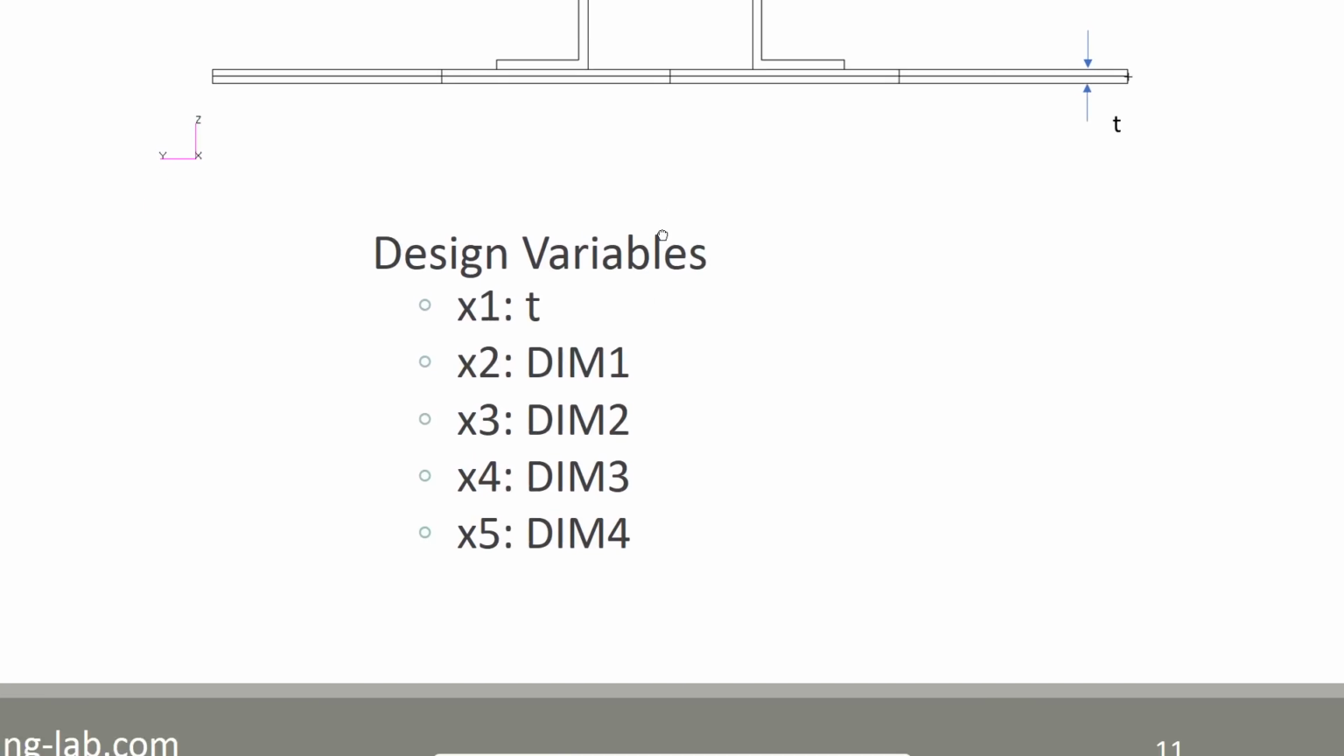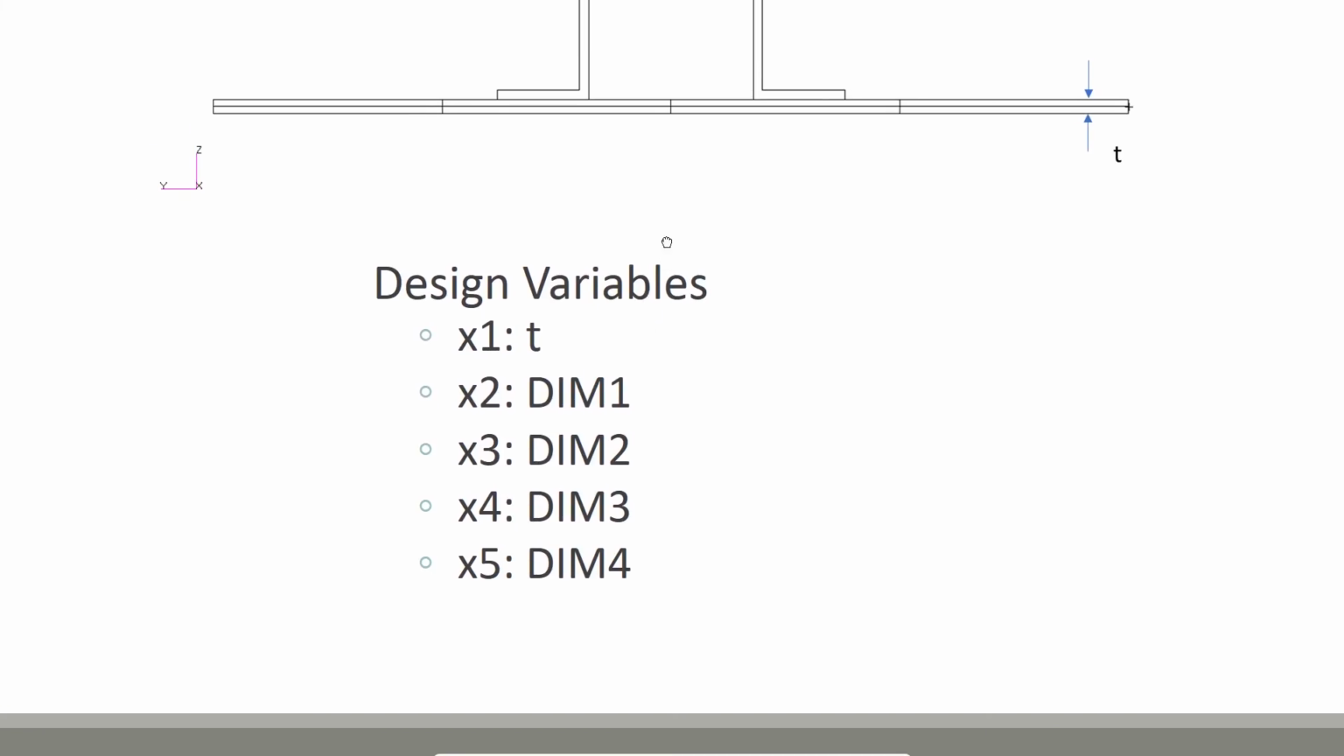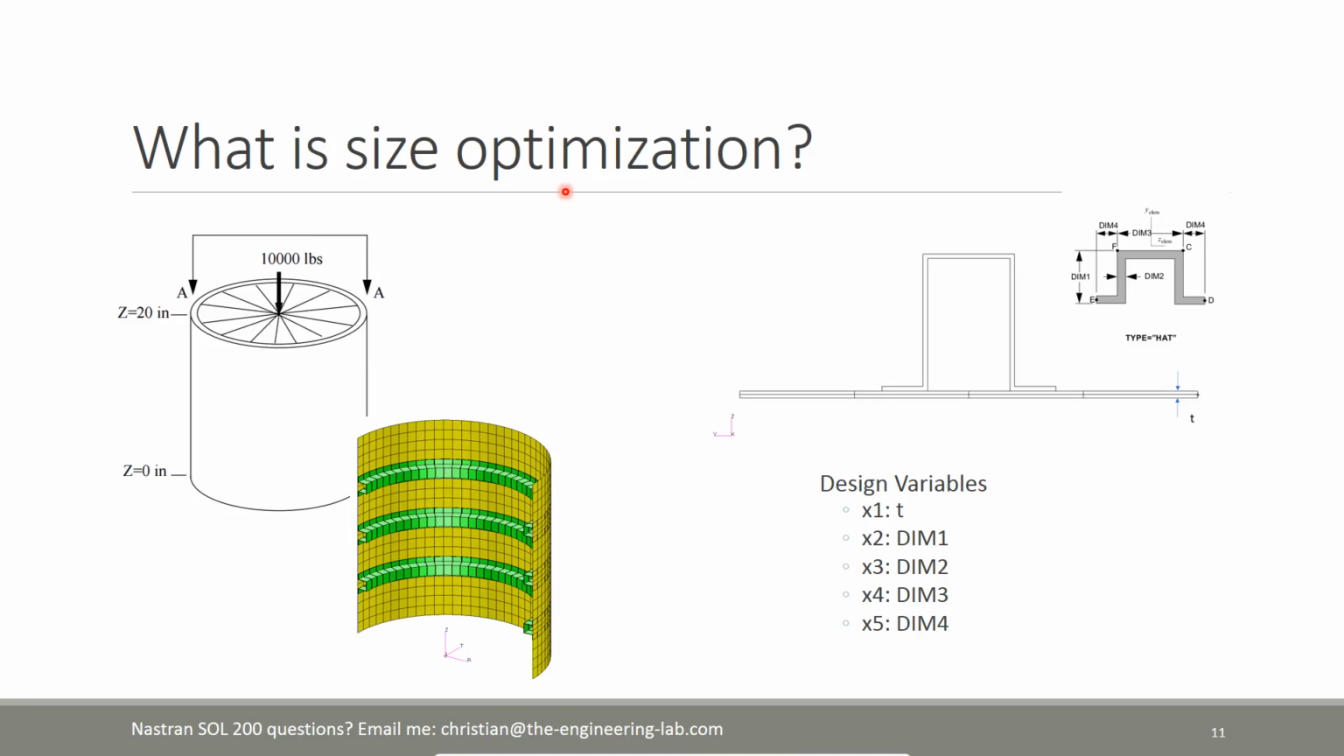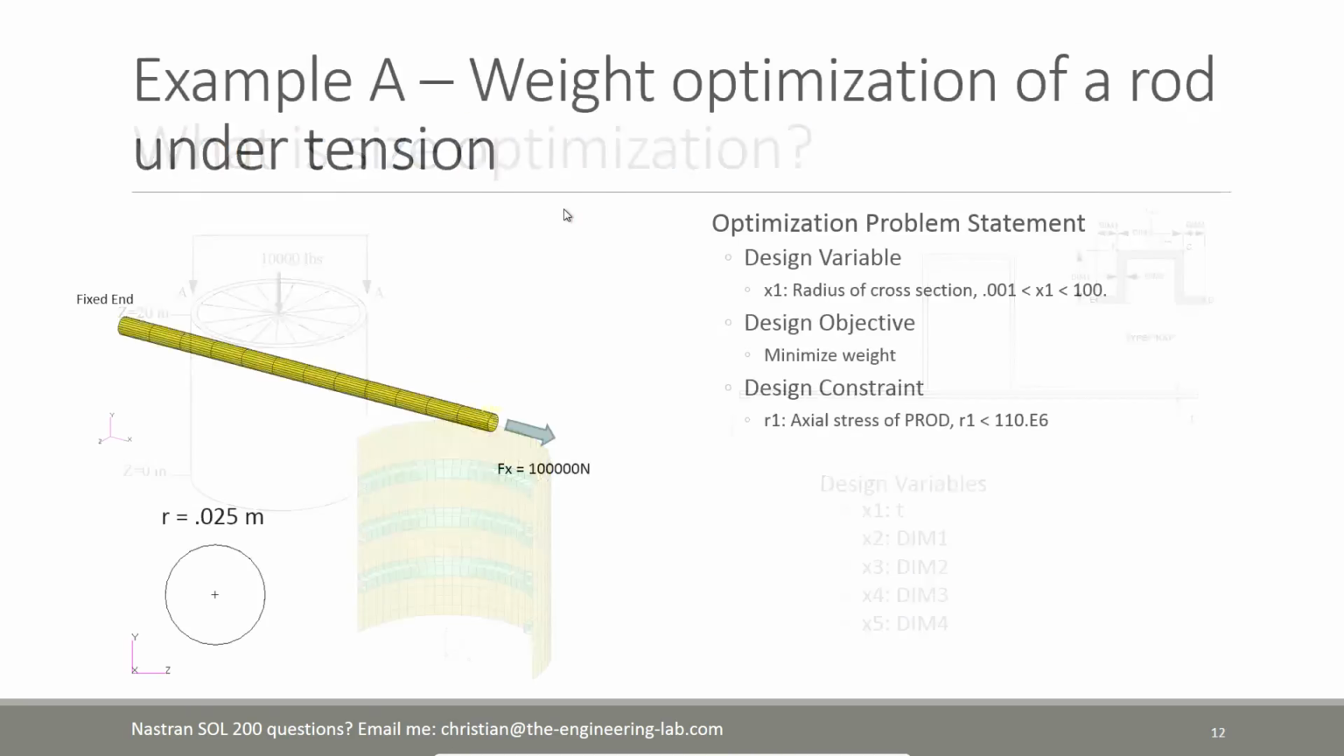Size optimization is also known as parameter optimization. It's the process of setting these parameters as design variables. I can set the thickness and the beam cross-section dimensions as design variables, and this is what size optimization is. For the remainder of this presentation, I will be talking about size optimization. And now let's go on and discuss our first example.